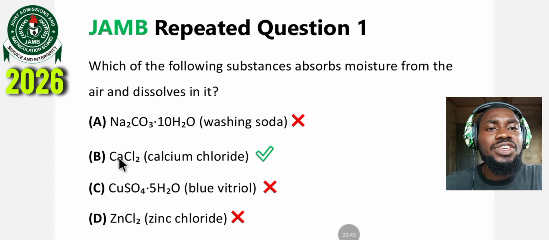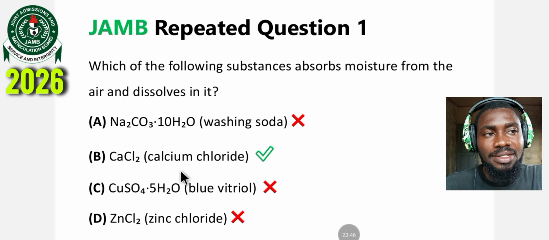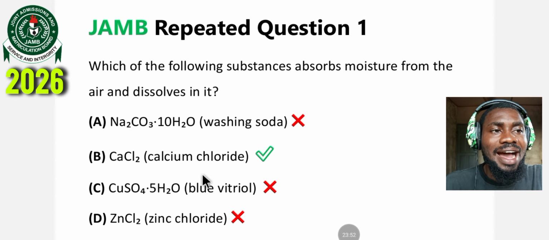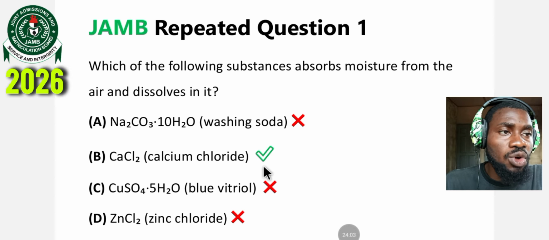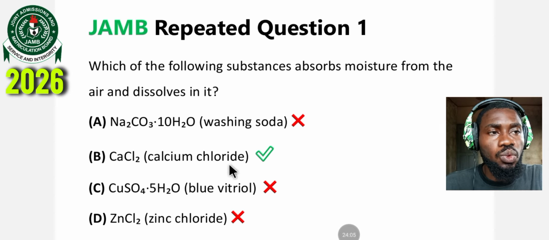Your answer is B. Calcium chloride, which is a deliquescent substance. What does it do? When exposed to air, they absorb moisture from the atmosphere and they turn to a solution. As a result of the moisture they absorb from the environment, they dissolve in the moisture and turn to a solution.